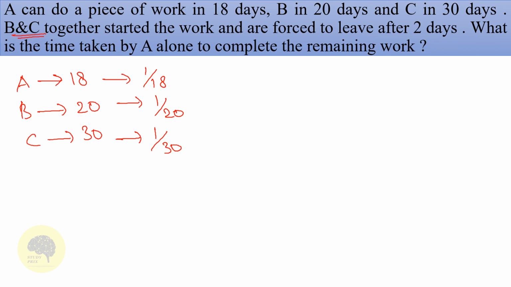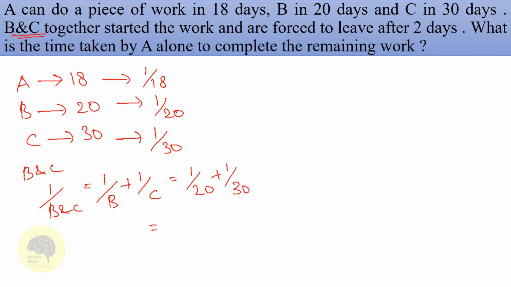And in the question it is stated that B and C together started the work. Therefore, we have to find the work done by B and C together. For this, we have to find the work done by B and C together in 1 day, which is nothing but 1 by B plus 1 by C. Therefore, 1 by 20 plus 1 by 30. Therefore, 50 by 600. After simplifying this, we will get 1 by 12. Therefore, 1 by 12 amount of work can be done by B and C together in 1 day.